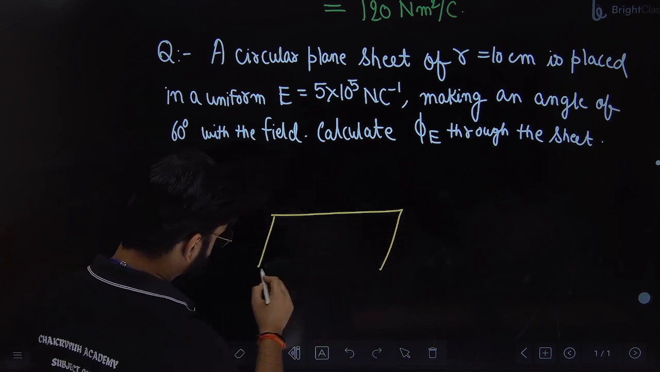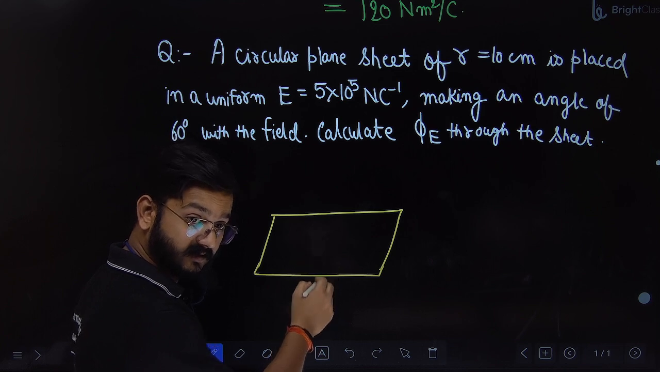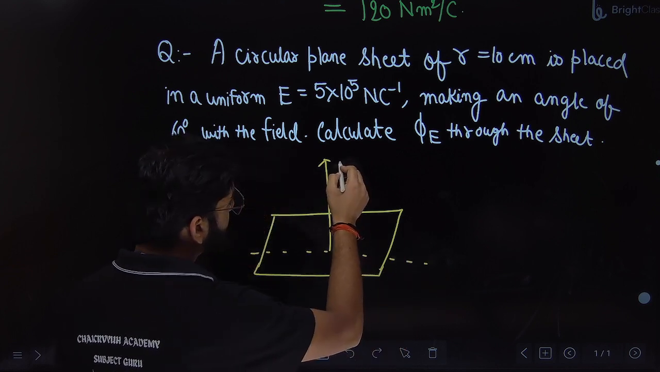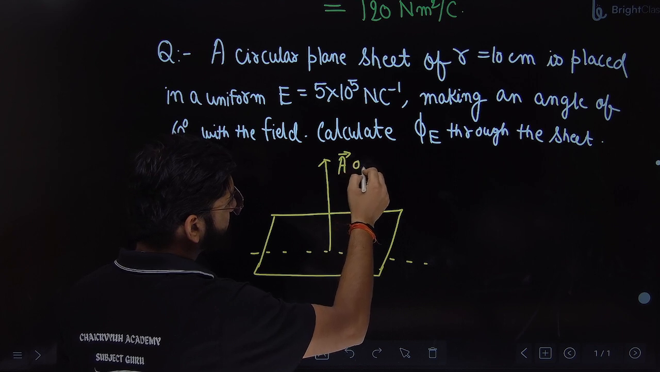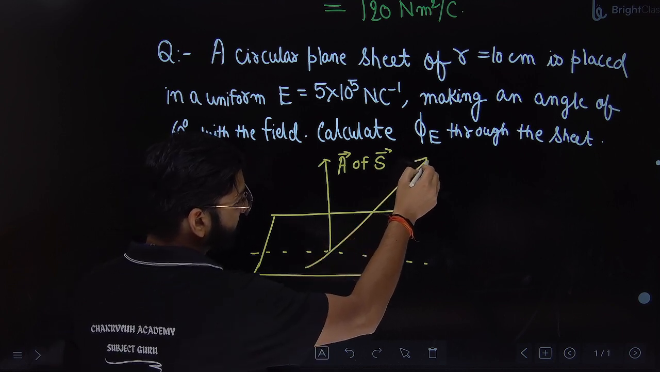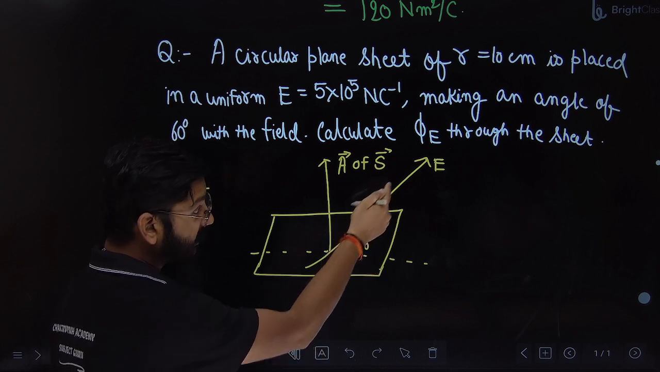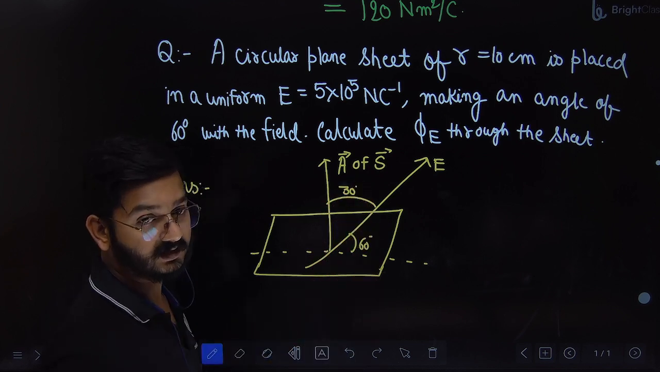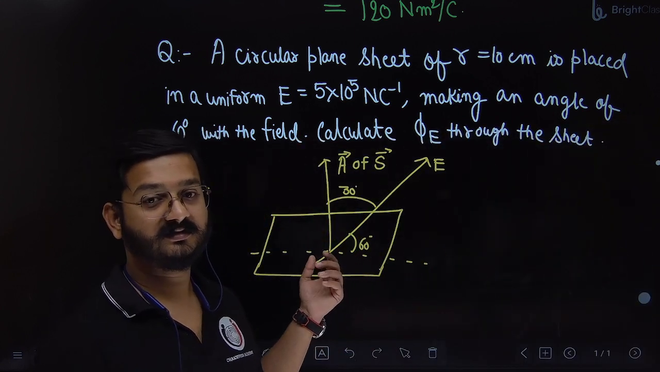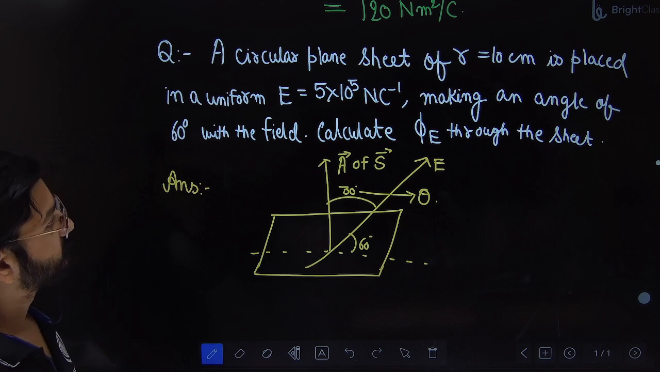If this is still not clear, see on the board, I will explain through a figure. This is the sheet. Where is the area vector? Perpendicular to it. This is your area vector. Now the electric field line is making 60 degree with the plane. How much angle will this make with area vector? 30. 90 minus 60. So when you solve the question, you will take theta as 60 or 30 here? 30. Any doubt, anyone?